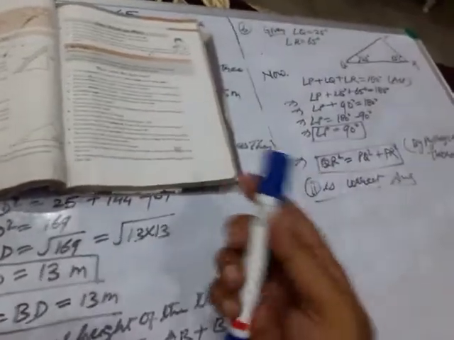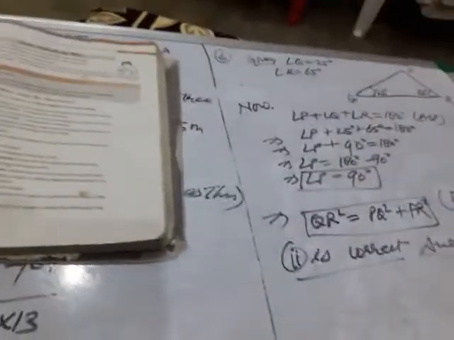Now coming to the next question, children. What is the next question? Questions number 7 and 8 are very important in this exercise. That is question number 7. Let us see. Find the perimeter of the rectangle.